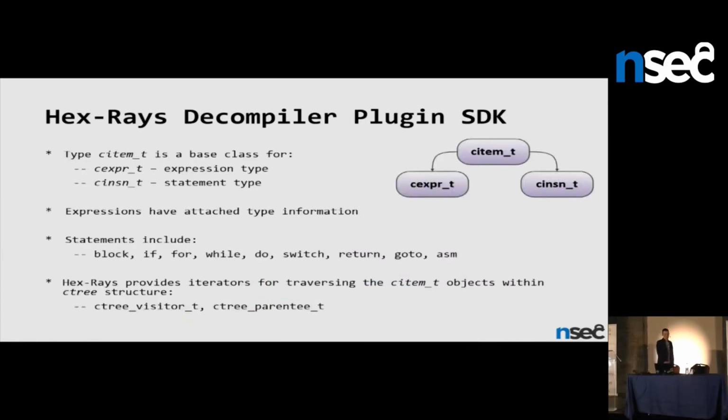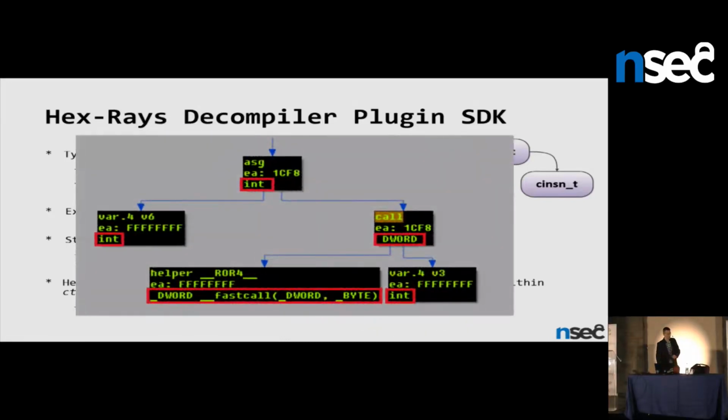This is the underlying structure. And these nodes, citem_t, may be of 2 types: expression or statement. A statement may be a block, which is in curly brackets, or if, for, while. Expressions are everything that has a type. You can do whatever you want with the ctree structure, but you have to make sure that the type information is consistent, as shown here.